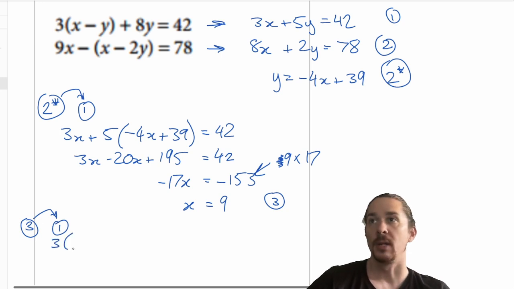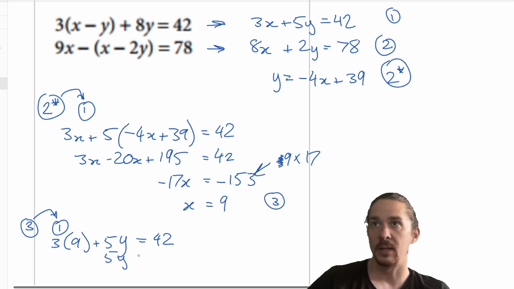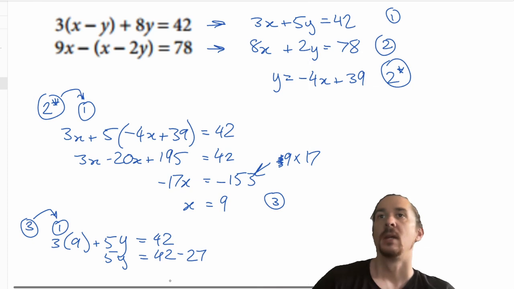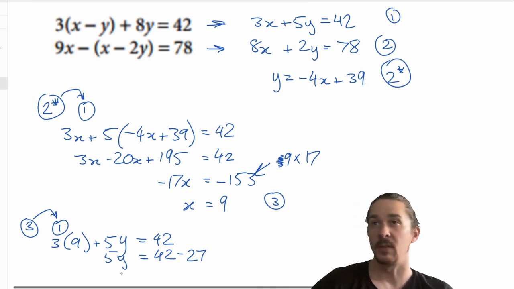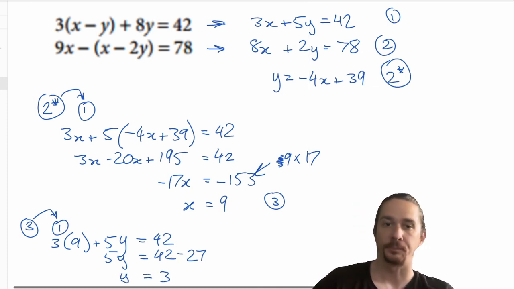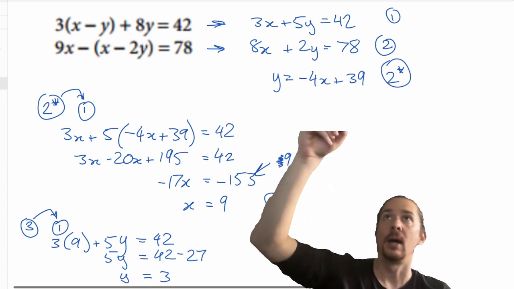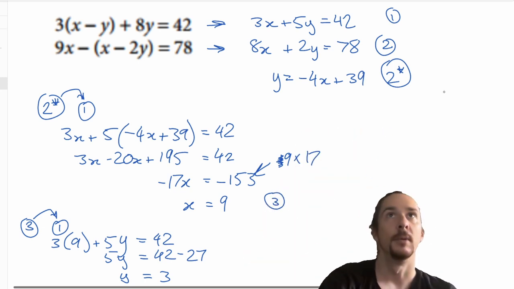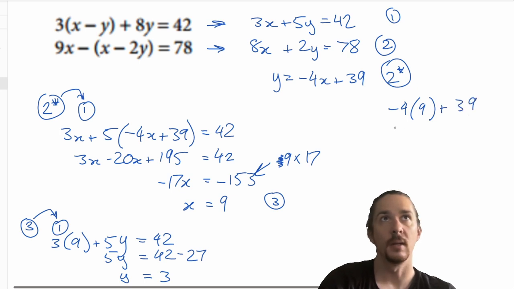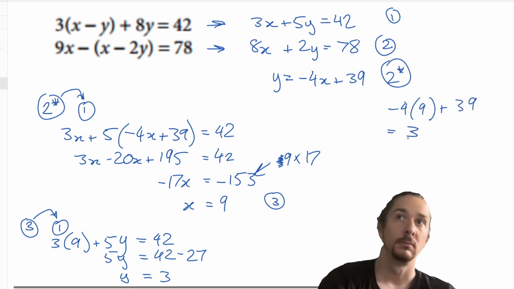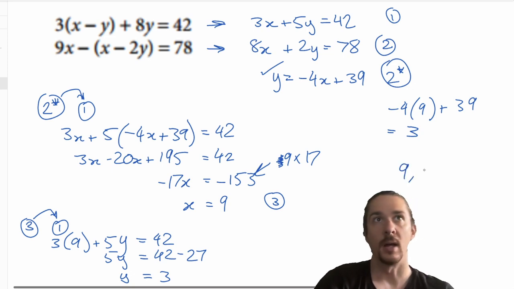So we'll say 3 amounts of 9 plus 5y equals 42, which means 5y equals 42 minus 27, right? That's those three amounts of 9. 42 minus 27 is 15, so y is going to be equal to 3. All right, let's double check that. I'm going to take equation 2 star this time. So negative 4 times 9 plus 39 is equal to 3, which is y. Cool. So our x and y answer is 9, 3.